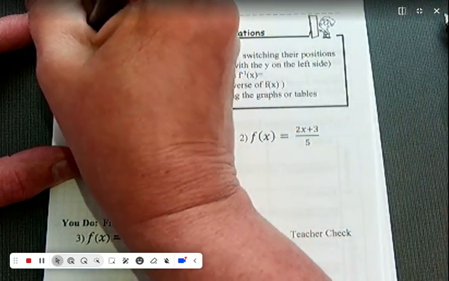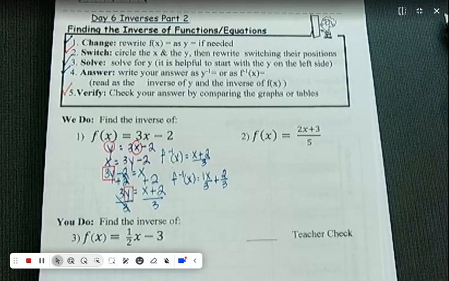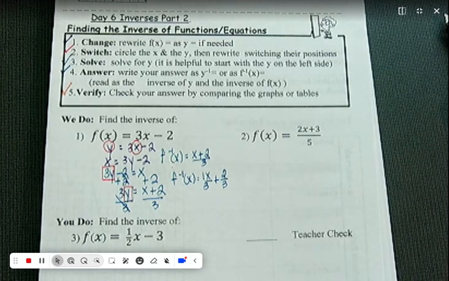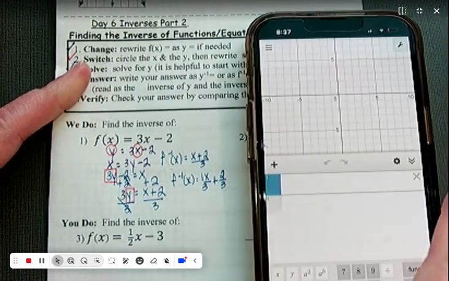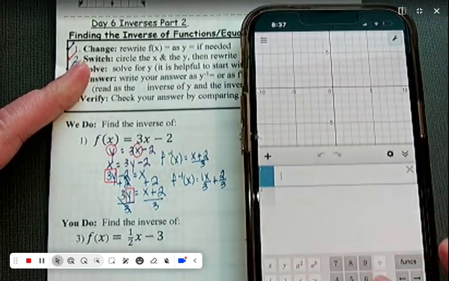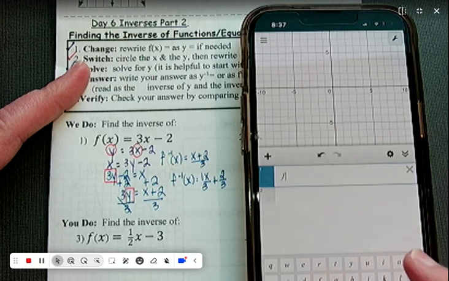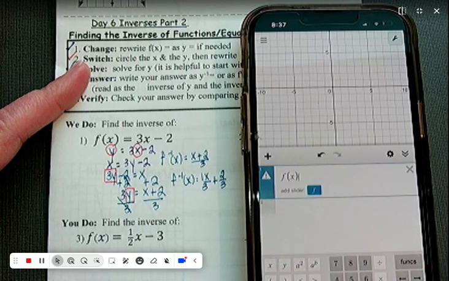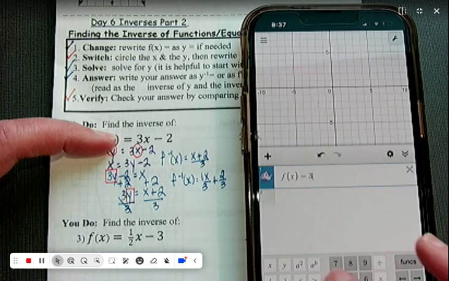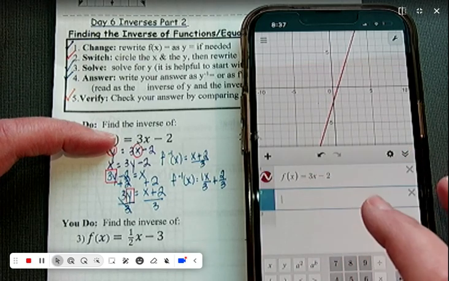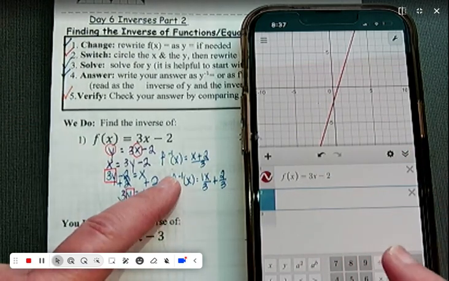So when we verify, one method is to check it in your calculator. And so I just grabbed my cell phone and I'll lay my Desmos right here. That might be an easy way to show you how to check it. I'm going to type in my original. So I've got f of x is equal to, and my original was 3x minus 2. And then I'm going to type in one of my answers.